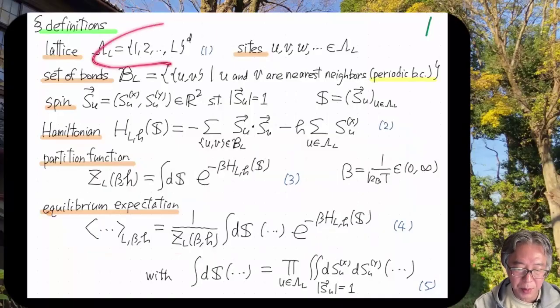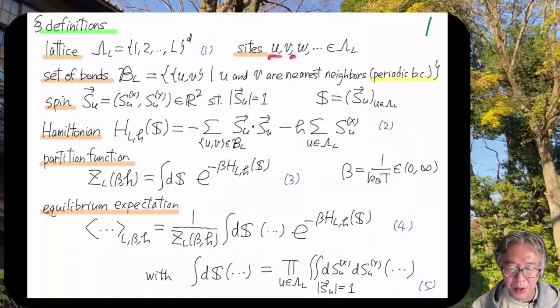So this is our d-dimensional hypercubic lattice. Sites are denoted like this. This is a set of bonds. They are pairs of neighboring sites where we use periodic boundary condition. The spin is a two-component vector with length 1, and this is spin configuration. This is our Hamiltonian. This is S dot S, Heisenberg ferromagnetic interaction, and the magnetic field in the x direction.